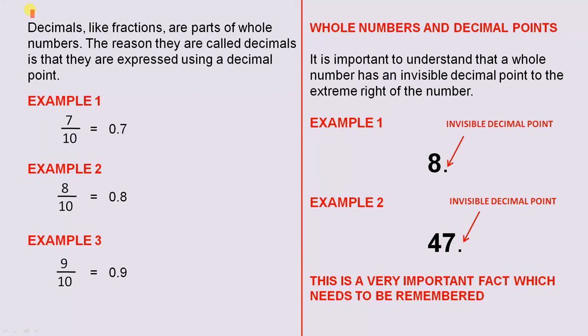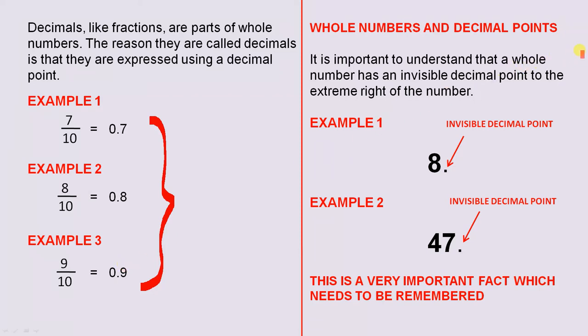So let's look at the first example. 7 over 10 equals 0.7. 8 over 10 is 0.8. 9 over 10 is 0.9. These are three facts that I need you to remember, but if you saw the last video, you'll understand why this is the case. If not, I will explain very shortly how you get these answers.